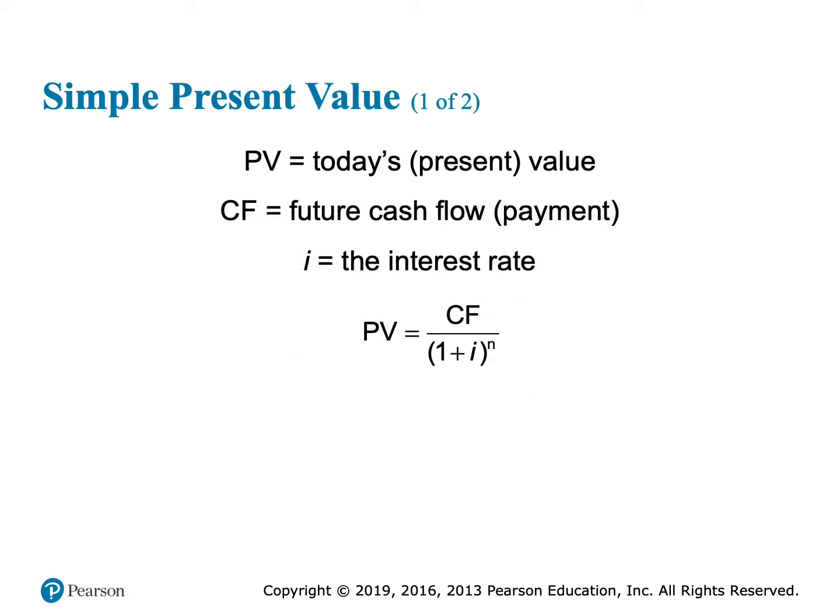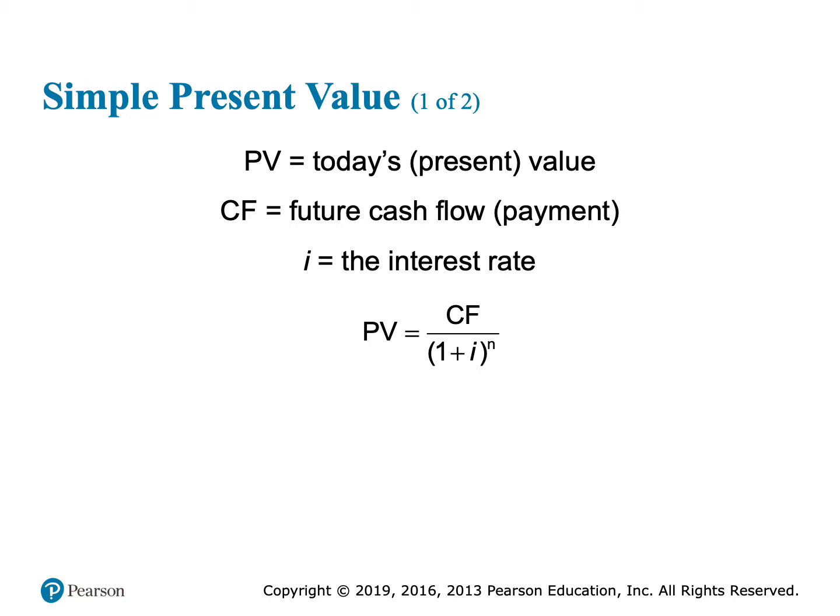Here we see our simple present value calculations. Let PV stand for today's present value. Let CF stand for some future cash flow payment. This could be a face value. This could be a dividend. This could be a coupon payment on a bond. It's simply a future cash flow that we are promised to receive. And i, of course, is the interest rate. So given any two of these variables, right, we can calculate the third one.